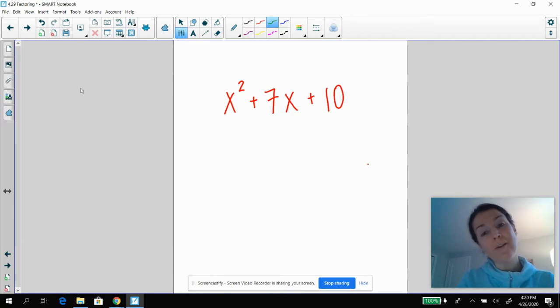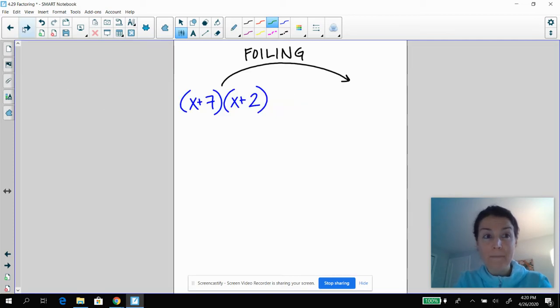So if I give you a trinomial and I ask you to factor this, you want to write this as a product. And that's what we're going to talk about today. So we want to write this trinomial as a product.